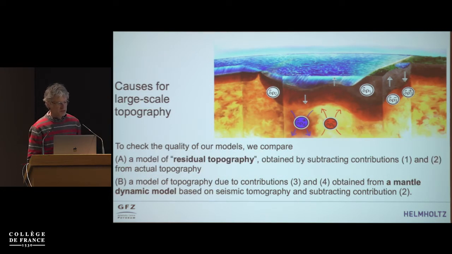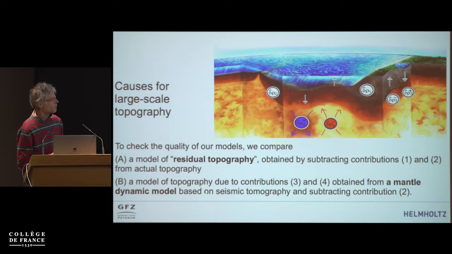In order to check the quality of our dynamic topography models, we compare a model of residual topography, obtained by subtracting, in my case, contribution 1, the crustal thickness variation, and contribution 2, the ocean floor topography, from actual topography. So it's the observation-based estimate of dynamic topography. We compare this with a model of dynamic topography due to the contributions from inside the mantle, including the lithosphere, that's obtained from a mantle dynamic model based on seismic tomography.